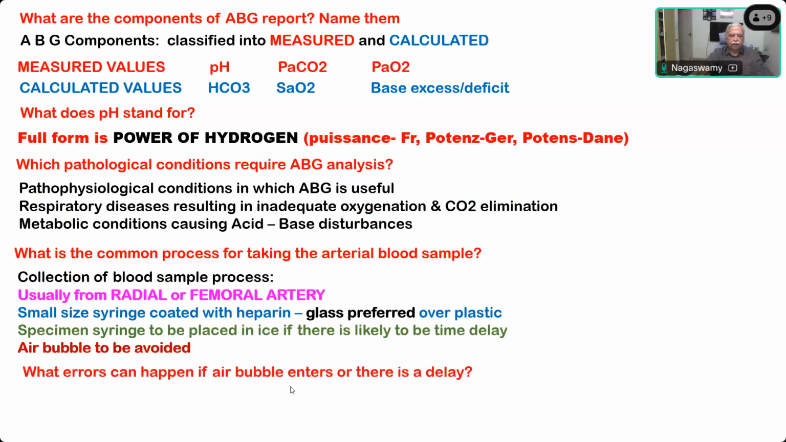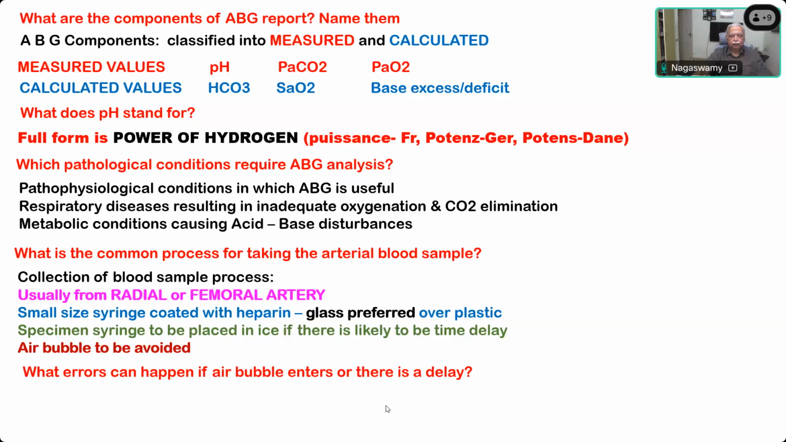What errors can happen if air bubble enters and there is a delay? So what is the error in the result you will get if there is an air bubble entrapment in the sample, or if there is a delay of more than 20 minutes, the sample has been kept in room air, what wrong values you may get in the report? Due to metabolism, the oxygen will be utilized and there will be a lesser value. If there is a specific delay, you must say so in your answer in the examination. If there is a delay, there will be a low PO2.